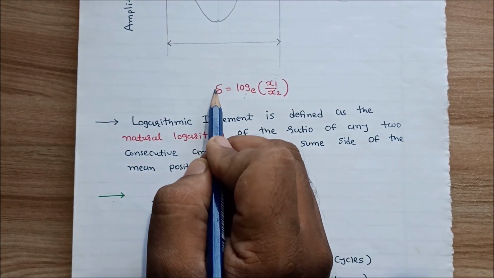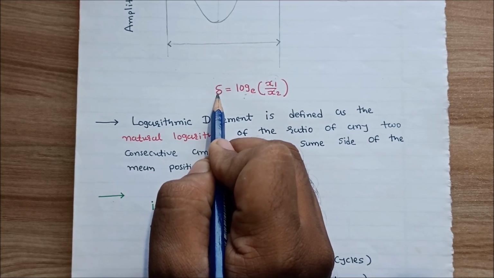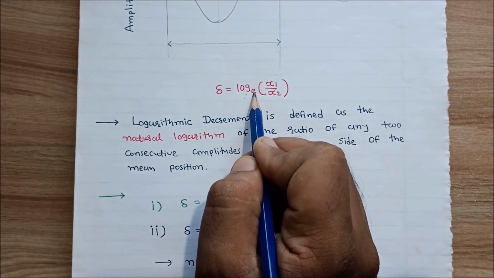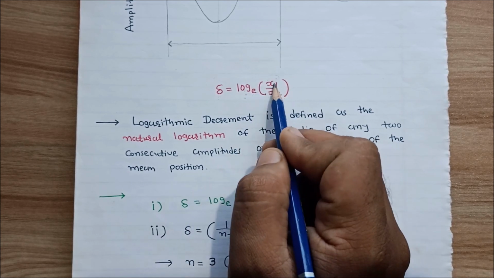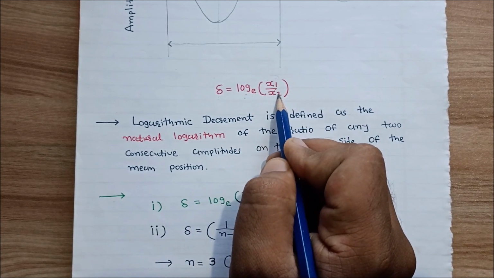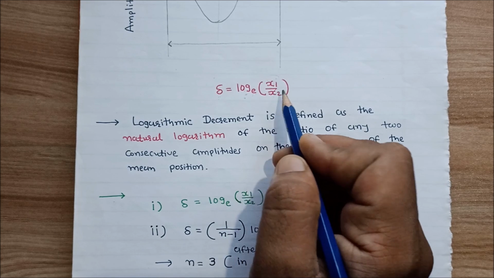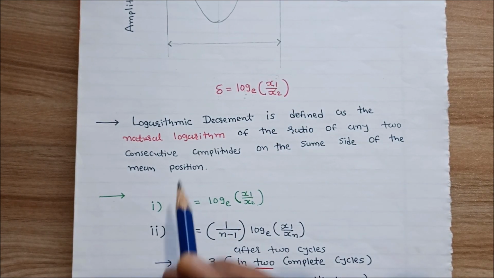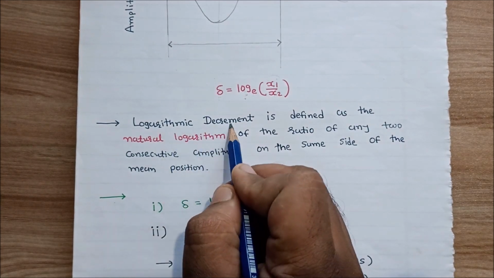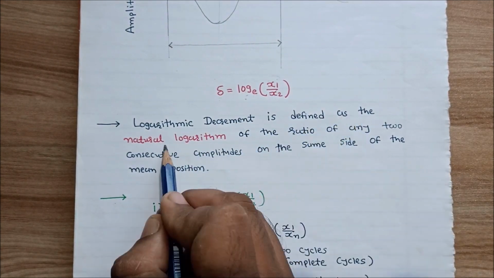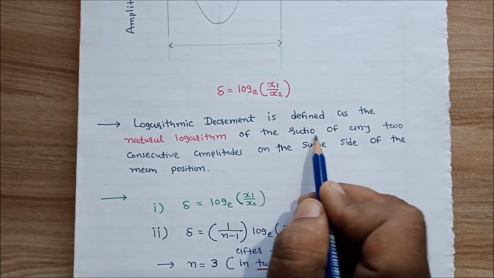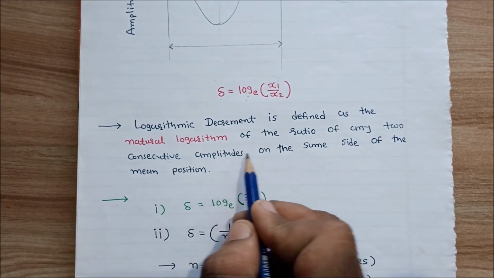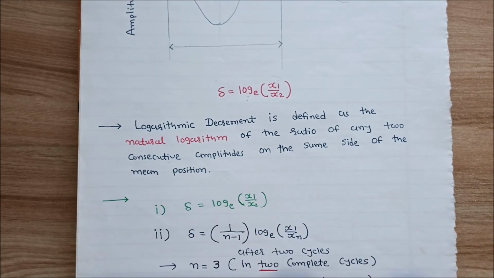What is the meaning of delta? Delta is the logarithmic decrement. Log e base is the natural logarithm. X1 by x2 is the ratio of consecutive amplitudes on the same side of mean position. So you can easily remember this definition. Logarithmic decrement is defined as the natural logarithm of the ratio of any two consecutive amplitudes on the same side of the mean position. Now we discuss how to solve numericals.